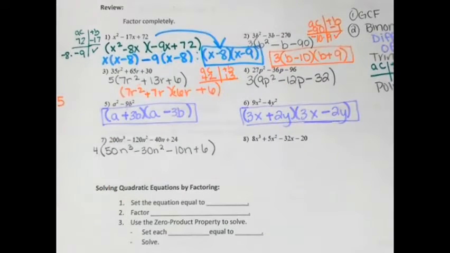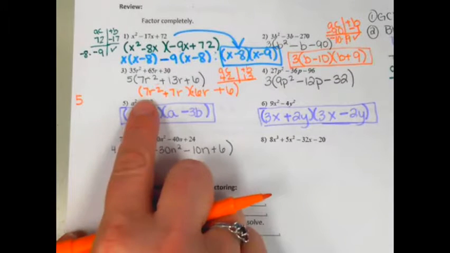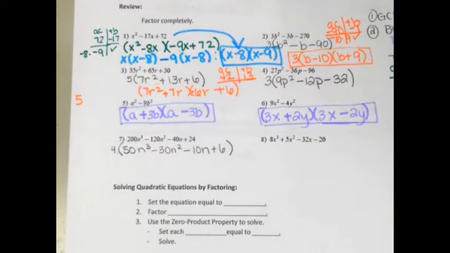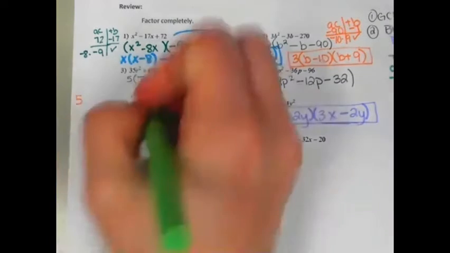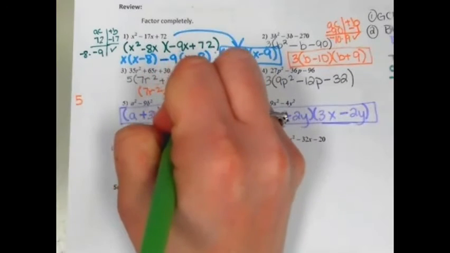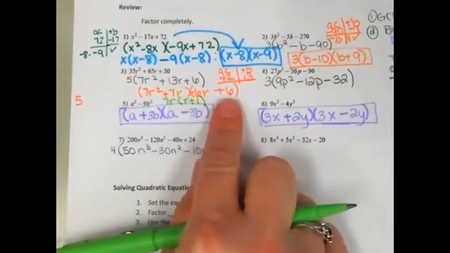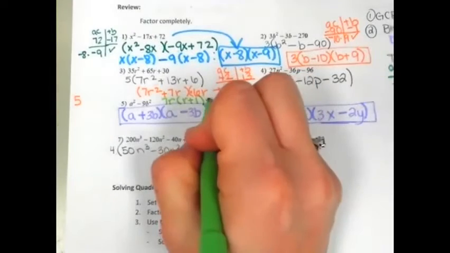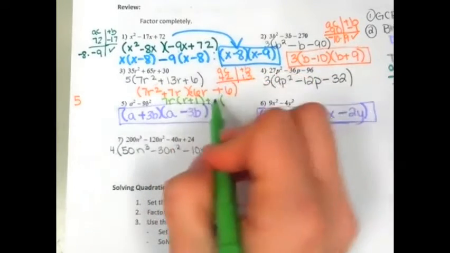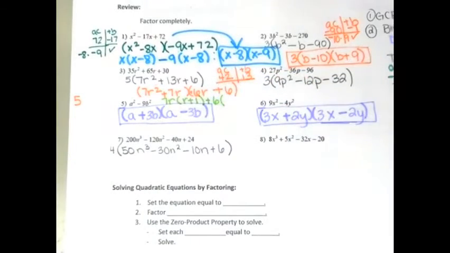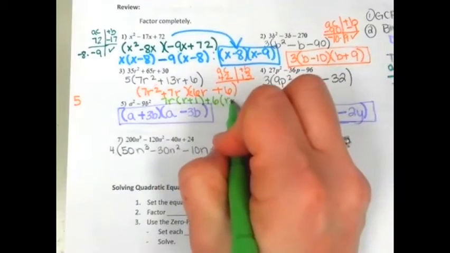Okay, now let's factor out our GCF. 7r squared and 7r, what's my GCF there? 7r. So I'm going to pull out a 7r there. And aren't I left with r plus 1? What's my GCF between 6r and 6? 6. And I'm left with r plus 1.